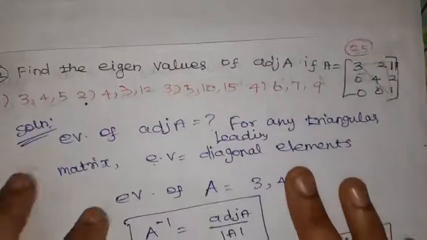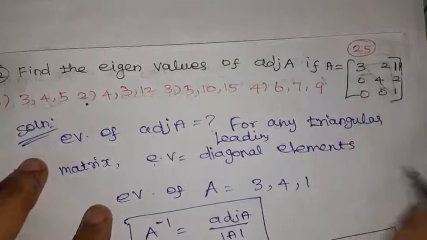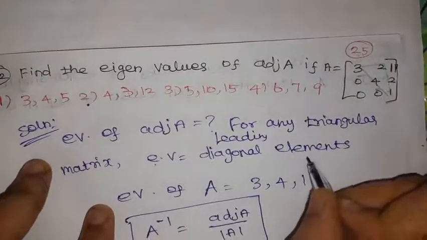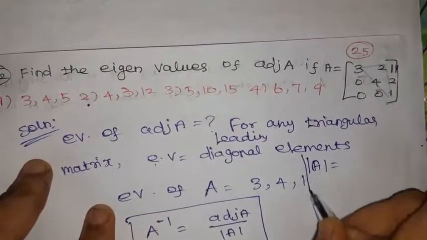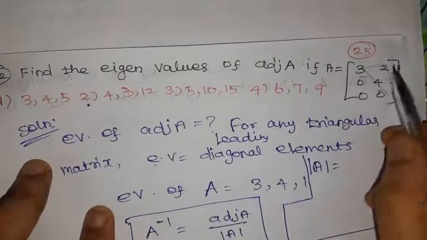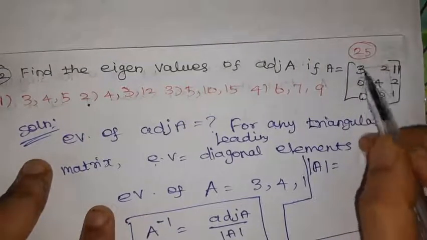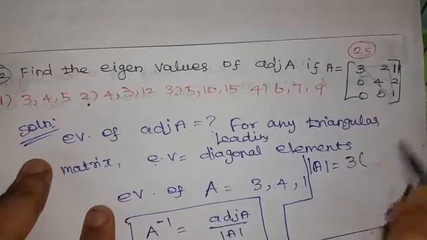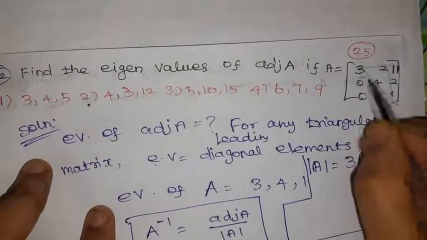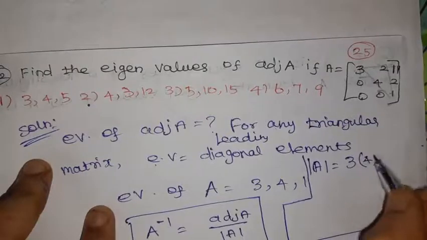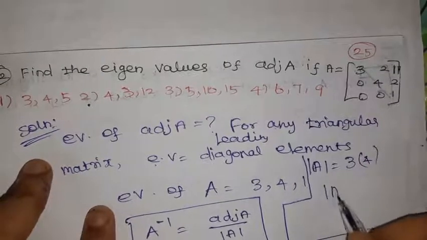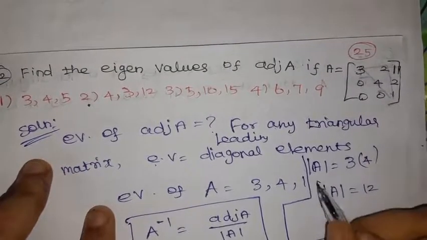So first we need to find the determinant of this matrix. I am writing here. We can expand along this term alone, since the remaining terms are 0. So 3 into 4 into 1 equals 12. So the determinant of A equals 12.